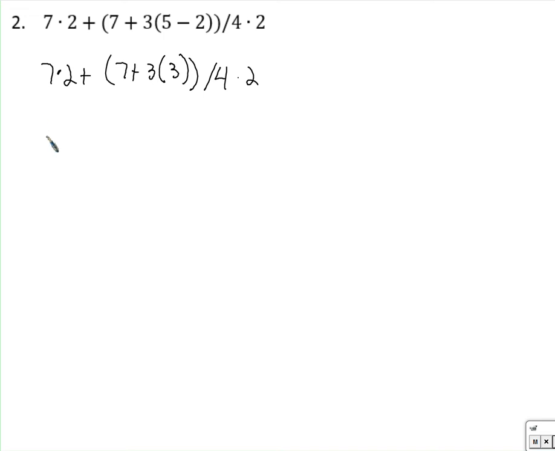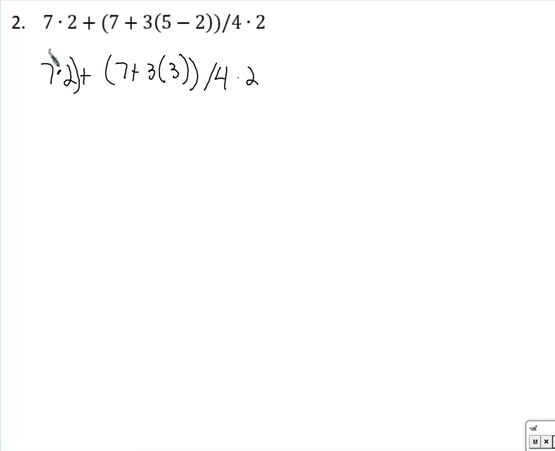Can I multiply this 7 times 2, even though the parentheses isn't done yet? Yeah, because if I multiply that 7 times 2, it is in its correct place in the order of operations, and then I'm not trying to add 2 plus whatever this parentheses is. The 2 belongs with the 7, they belong to this multiplication.